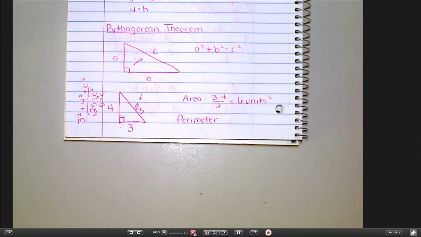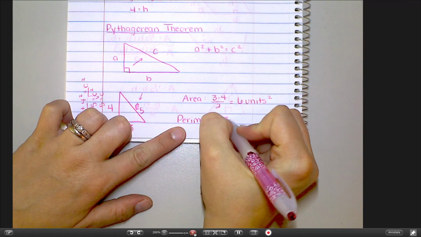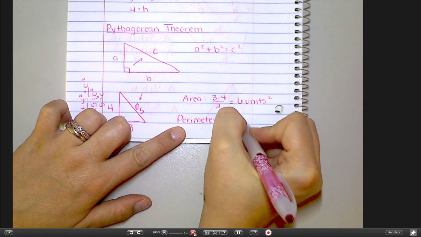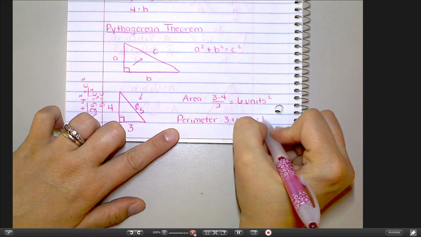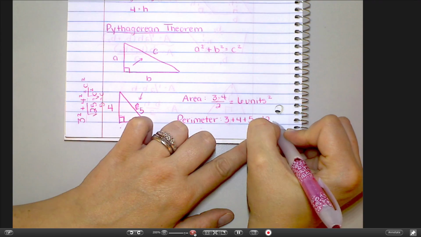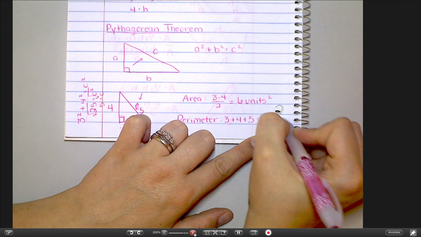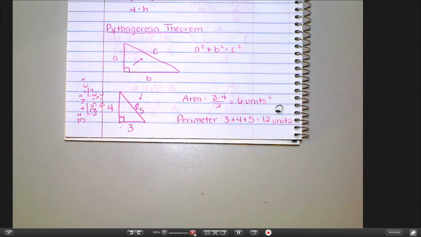Okay, what do I do to find perimeter then? Add them all up, right? 3 plus 4 plus 5 gives me 7 and 5 is 12. And those are just regular units. Okay, so you are going to see something like that on your review. You good with that? Do you still have room on your paper? Or do you need another sheet?